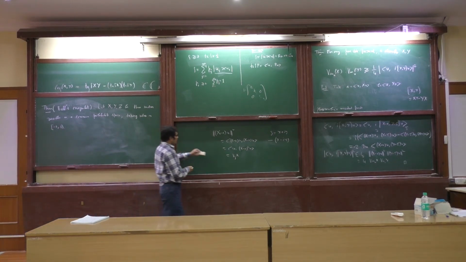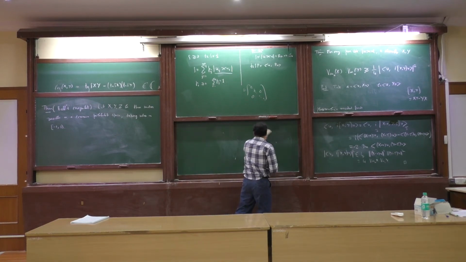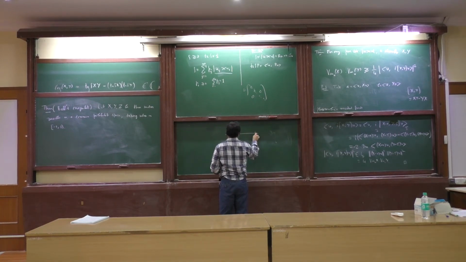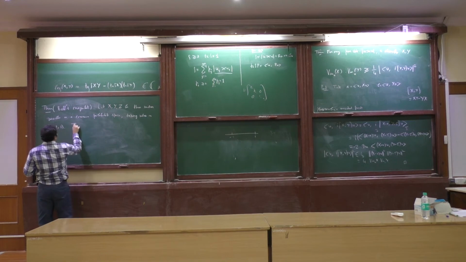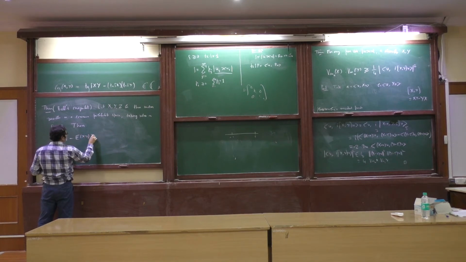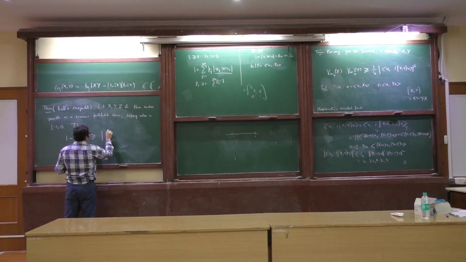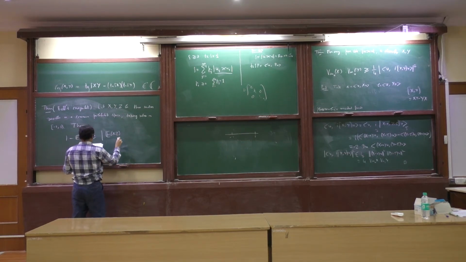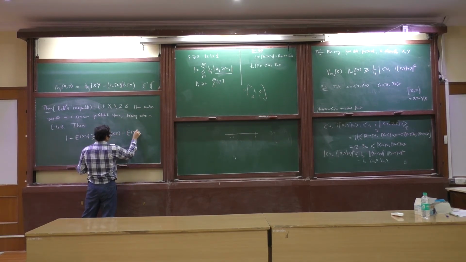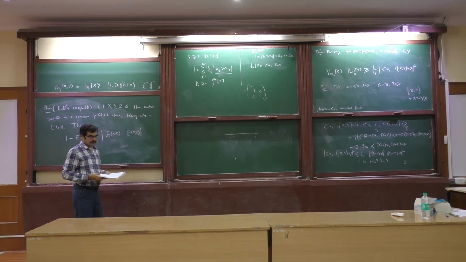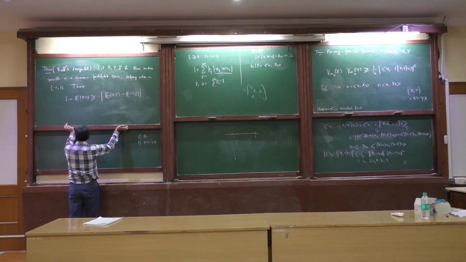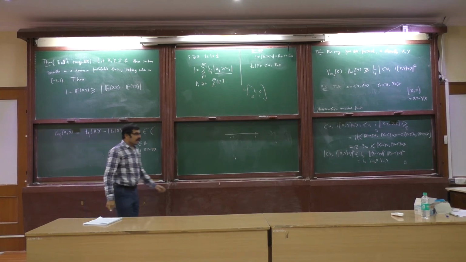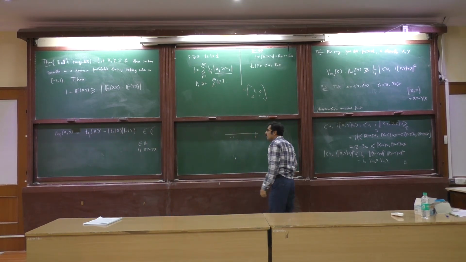Taking values in the interval -1 to 1. So what do we want to say? So then, one minus expectation of xy is greater than or equal to... Again, it's a very elementary inequality. Okay, nothing complicated.